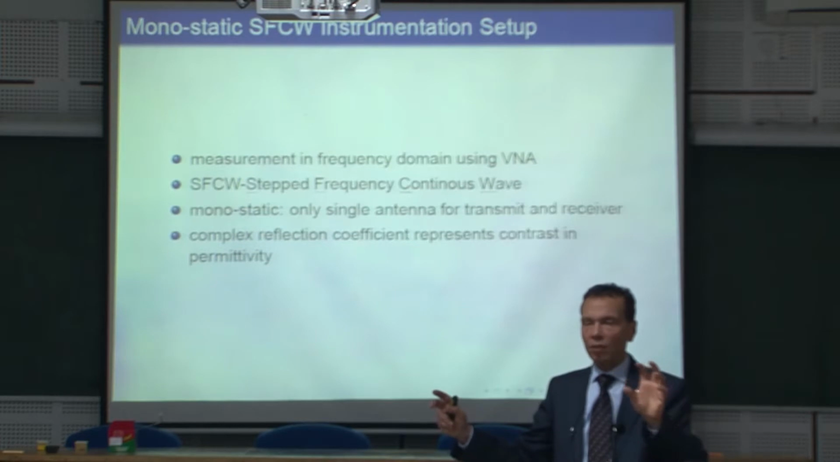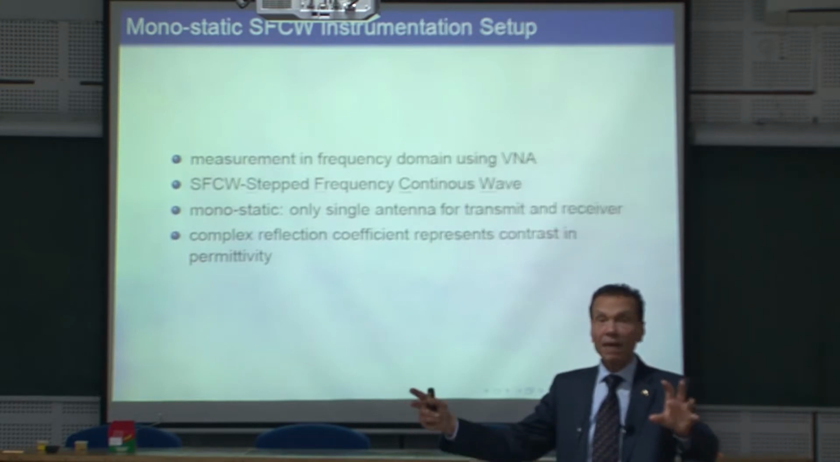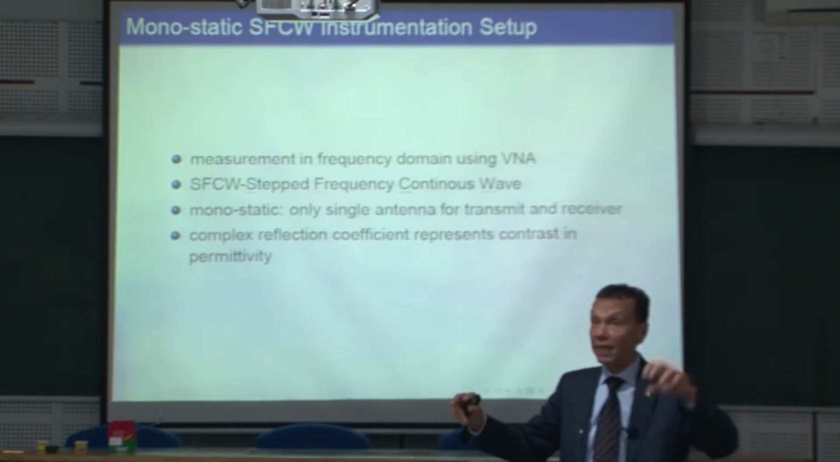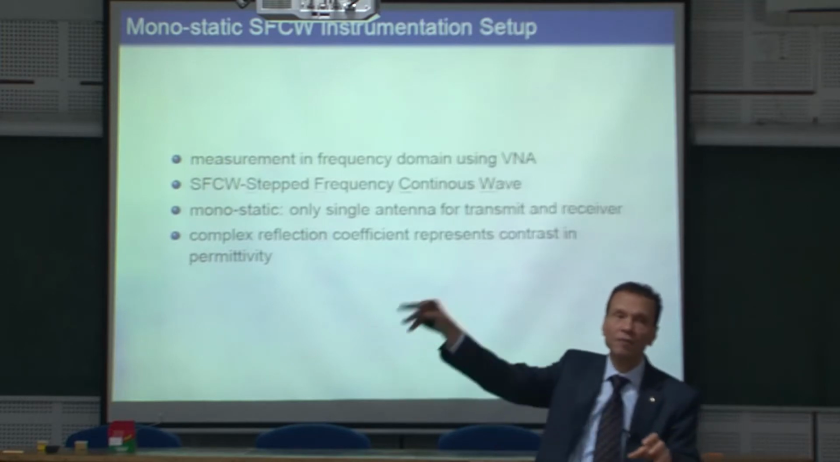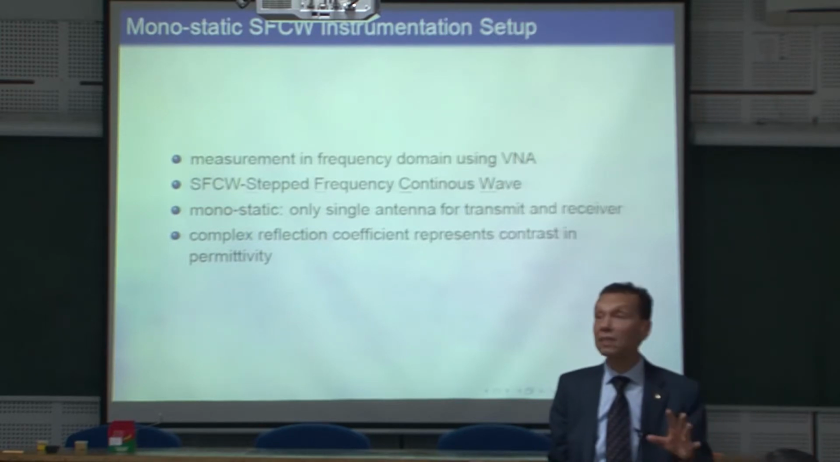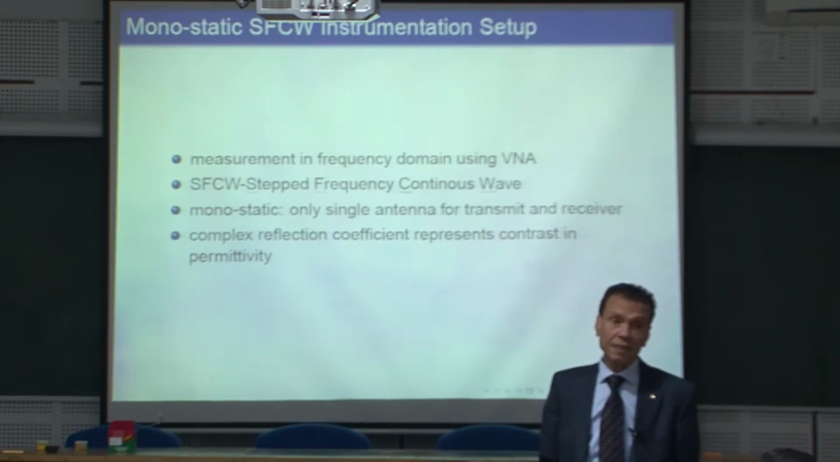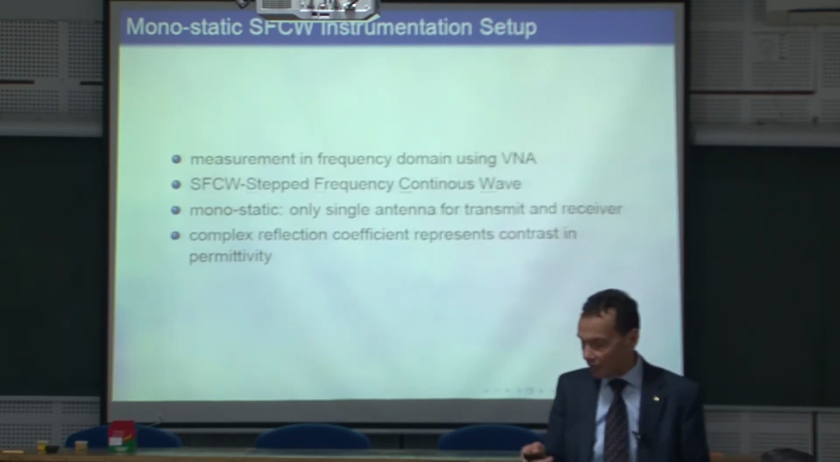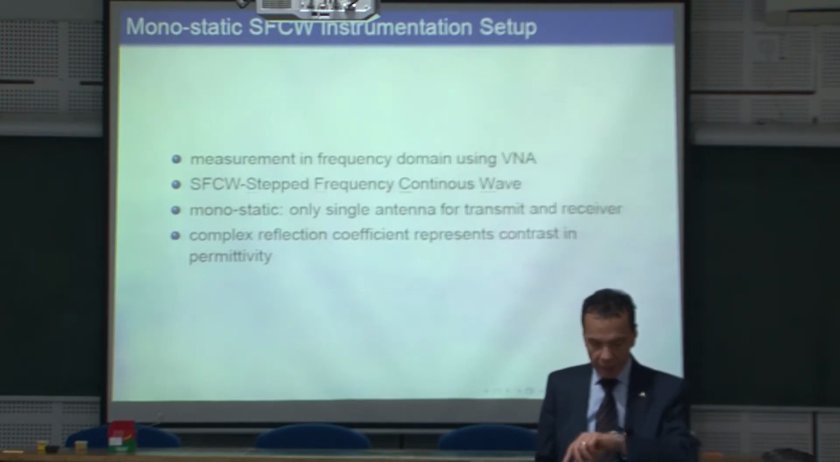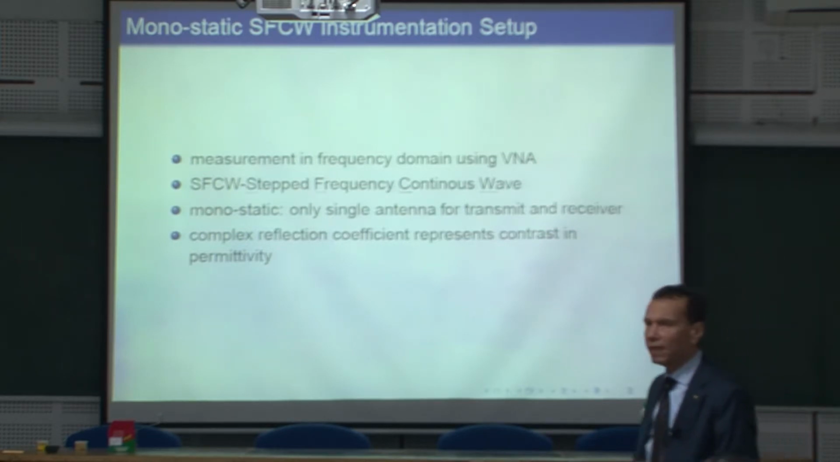Bistatic means you illuminate from one side and you measure from another side. This is bistatic. And multistatic is if you illuminate from a different side, and for each illumination you measure from all sides. This is the ultimate complex way, and this is actually the most trustable for having better results. But of course it needs time, and sometimes the processing time and the measurement time play an important role. So for measurement in the frequency domain using a vector network analyzer, we use what is called stepped frequency continuous wave.